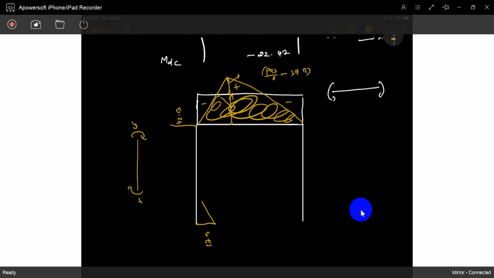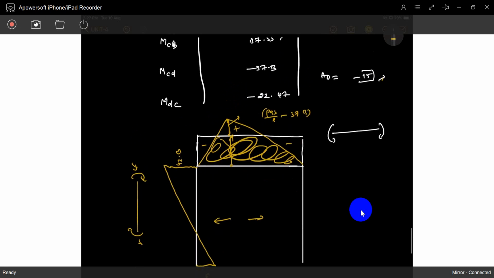There is no other loading. Otherwise, we just observe like this. So now you can write down the diagram for this CD in this direction. You can rotate it. See, observe the same thing. MCD is negative. Negative means anti-clockwise. MDC is also negative. Negative means this side. So this is sagging and this is hogging.